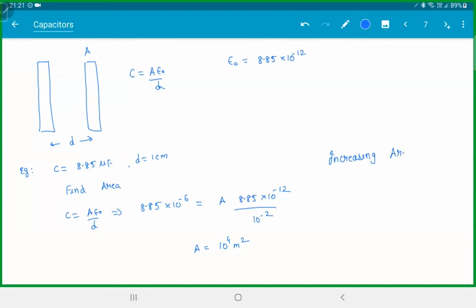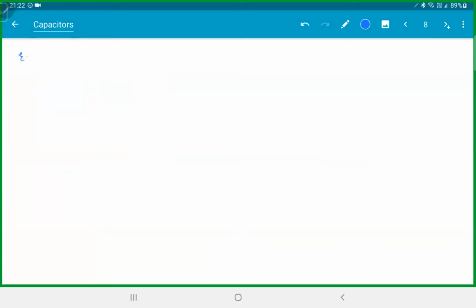So increasing area to increase C is a bad idea. It's not economical. Whenever you want to build a large capacitor, increasing area doesn't make sense. Clear? Any doubts on this page? Next one. This is important.